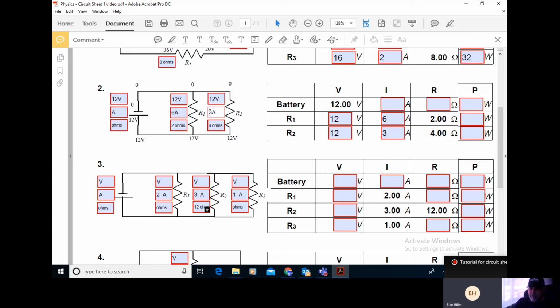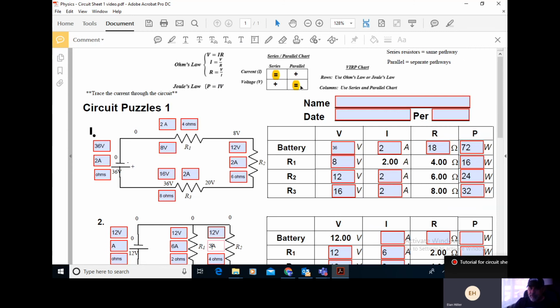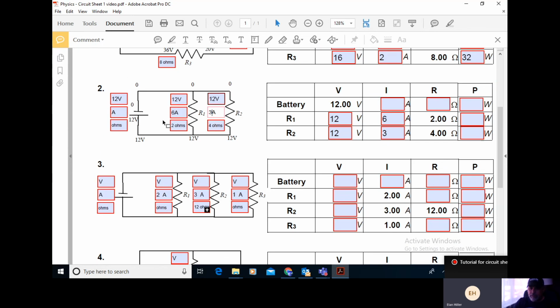Now I look at the other part of this, okay? Parallel pathways have same voltage, we already did that, but they have summed current. So 6 amps across one pathway plus 3 amps across the other pathway has to add up to 9 total amps of current. Do an Ohm's law calculation to figure out the total resistance. And we have 12 over 9 is 1 1/3 ohms.